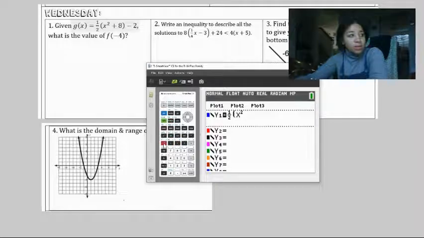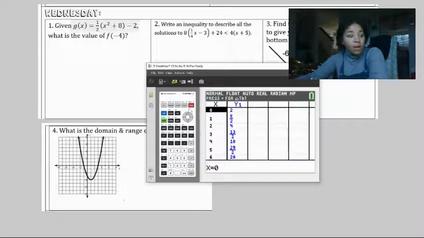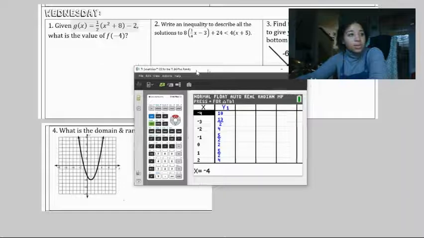I'm going to square x, and I'm going to get out of that, plus 8. Close the parentheses. Minus 2. Now you can also do this mathematically, but hey, you can do this way too. Then I'm going to do second graph. And then we see here, you can scroll up to negative 4. And so your value would be 10. Okay, so that's how you do the first one.